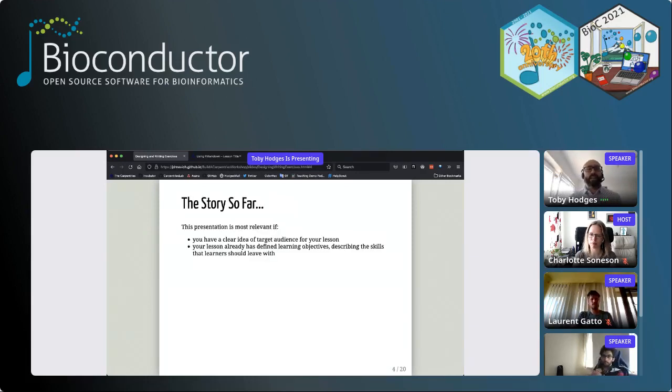So it's going to be most relevant for any lesson where there's a clear idea of who the target audience is and already some defined learning objectives, some defined outcomes that you want to have from the lesson and from the individual sections of the lesson. I think you'll hear more about the work that's been done towards these 2 points for each of the 3 lessons later on.